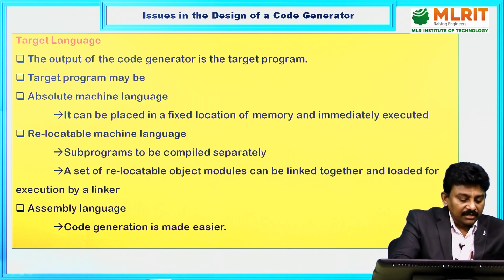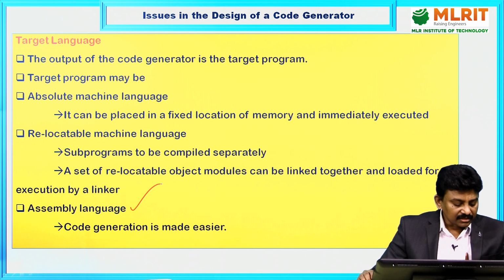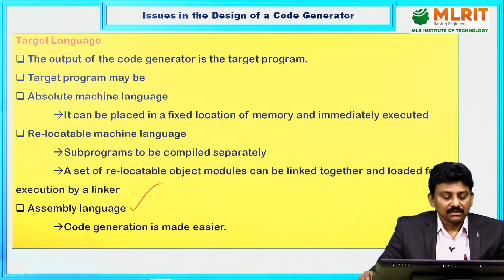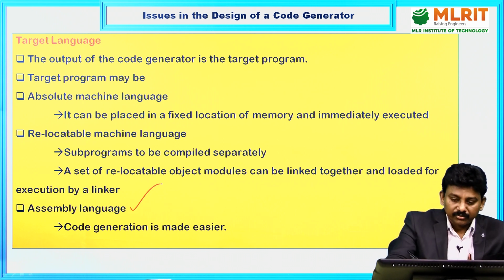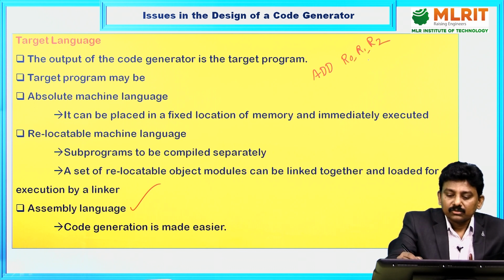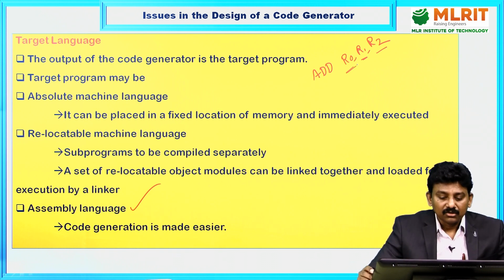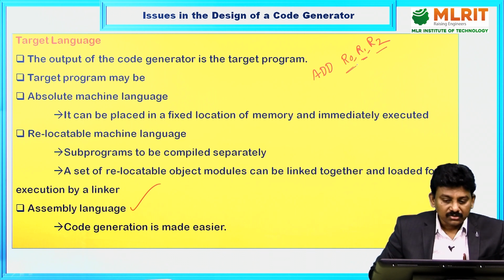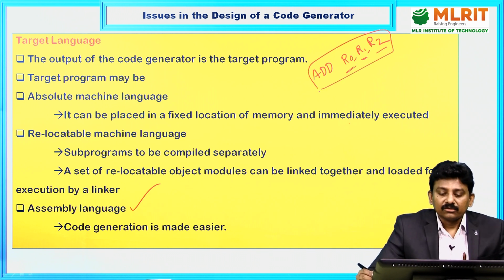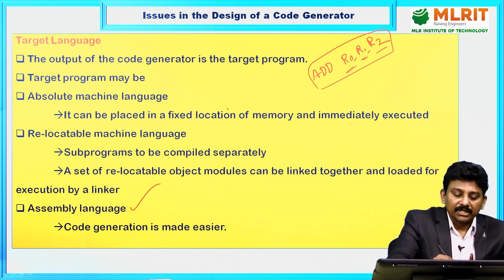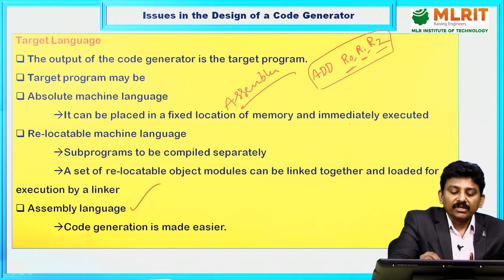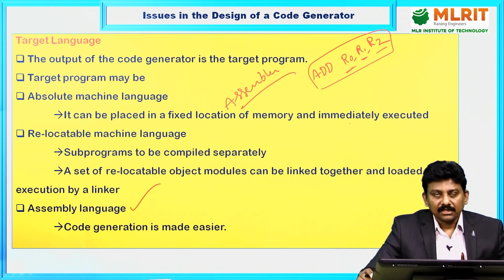Then the last one, assembly language. Code generation is made easier. Assembly language uses mnemonics or symbols to represent machine code instructions. It is more human readable and easier to work with. For example, the mnemonic ADD R0, R1, R2: contents of R1 are added to contents of R2, and the result is stored in R0. This is the mnemonic assembly code. So if the output of the target code is assembly language, we need an assembler. The assembler will convert the assembly language program into the target machine language program.